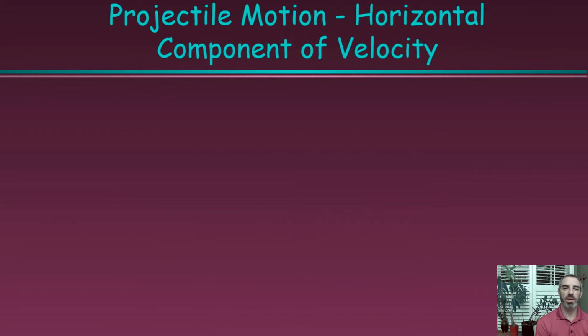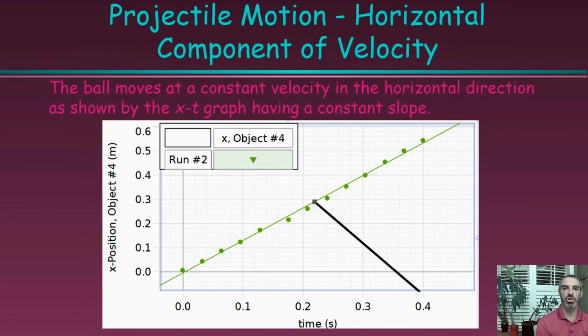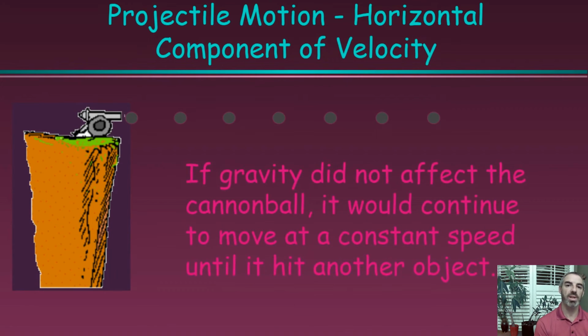So looking at the horizontal motion, here's the graph that represents the horizontal motion for the bowling ball. The bowling ball moved at a constant speed as shown by the slope of the graph. Remember, the slope of a position-time graph is velocity, and the velocity doesn't change because the slope doesn't change. If we looked at a cannonball being launched that was not affected by gravity, it's launched and it moves horizontally, and it would not stop until it hits something. It would continue at that constant speed until it hit something.